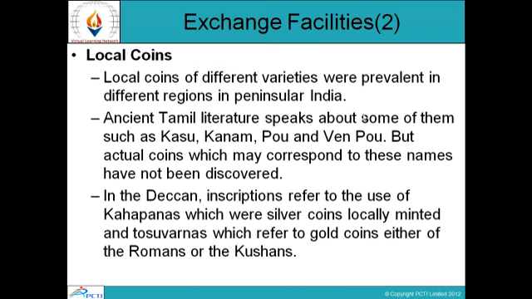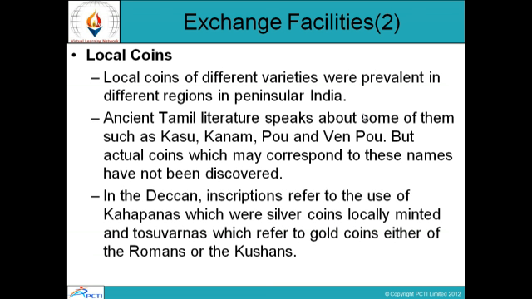Local coins. Local coins of different varieties were prevalent in different regions in peninsular India. Ancient Tamil literature speaks about some of them, such as Kasu, Kanam, Pau, and Ven Pau, but actual coins which may correspond to these names have not been discovered. In the Deccan, inscriptions refer to the use of Kahapanas, which were silver coins locally minted, and Tosuvarnas, which refer to gold coins either of the Romans or the Kushans.